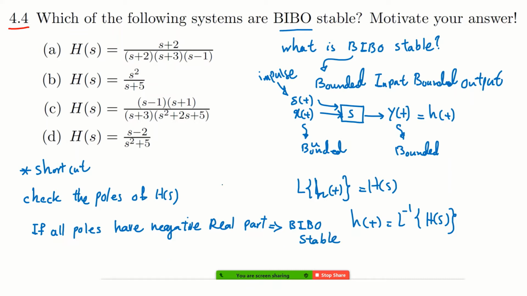You don't need to find the h of t and then find the inverse Laplace transform of H of s. You don't need to do that. You can just check the poles, and if the real part of all poles are negative, just consider that all poles should have the negative real part, then you can say the system is BIBO stable.